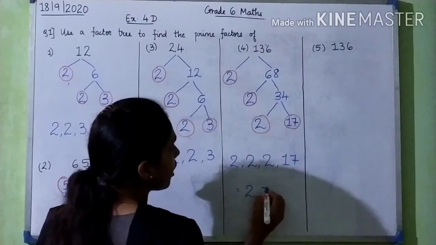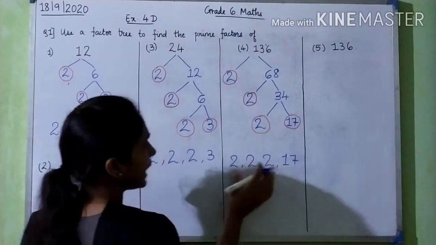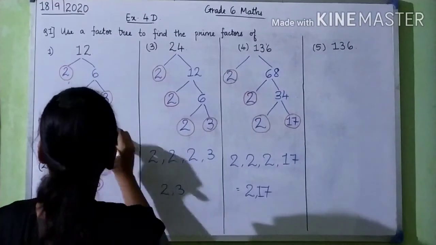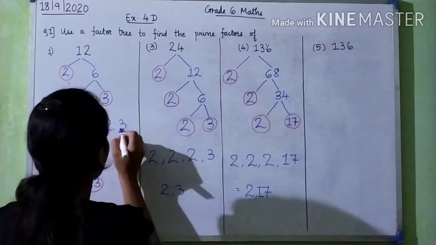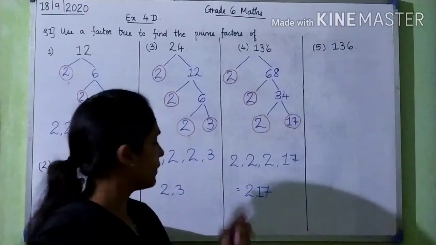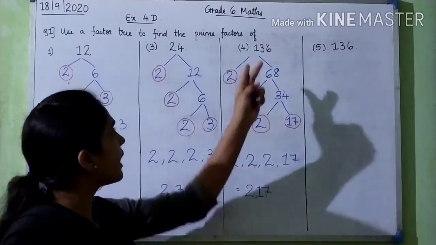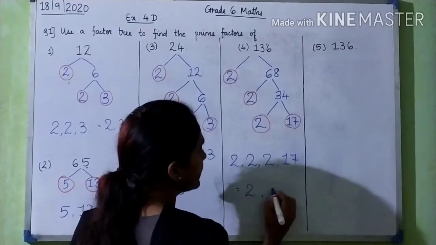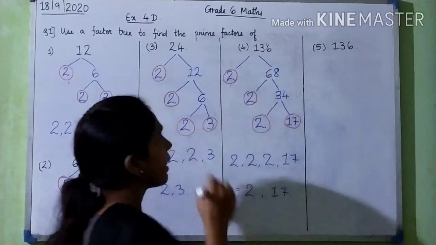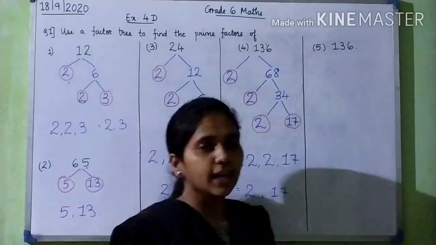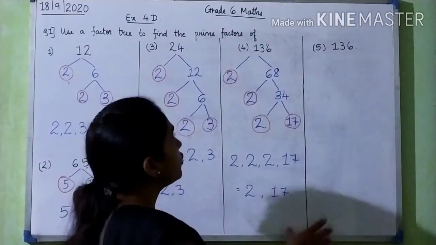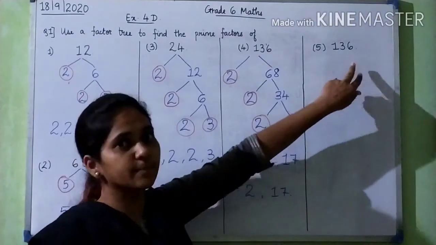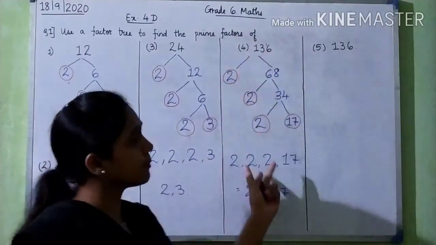Because 2 is common, right? 2 is coming 3 times. So 2 and 17, here 2 and 3. Similarly here also 2 and 3 are the prime factors of 12. Here 2 and 17 are the prime factors of 136. Now I will show you how to do the factorization of this number 136.